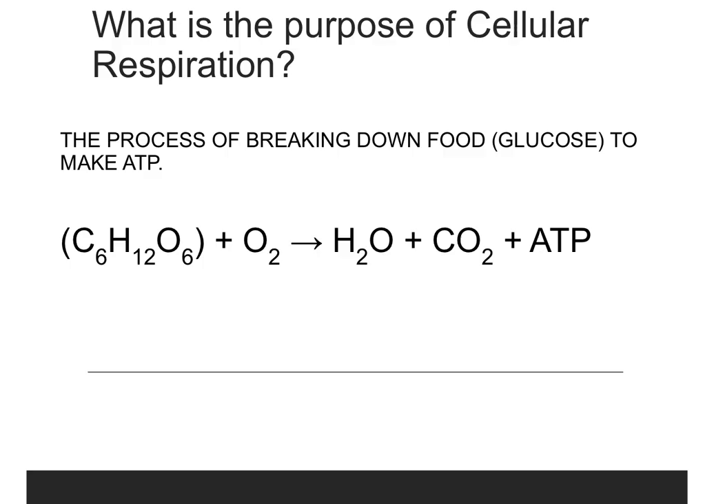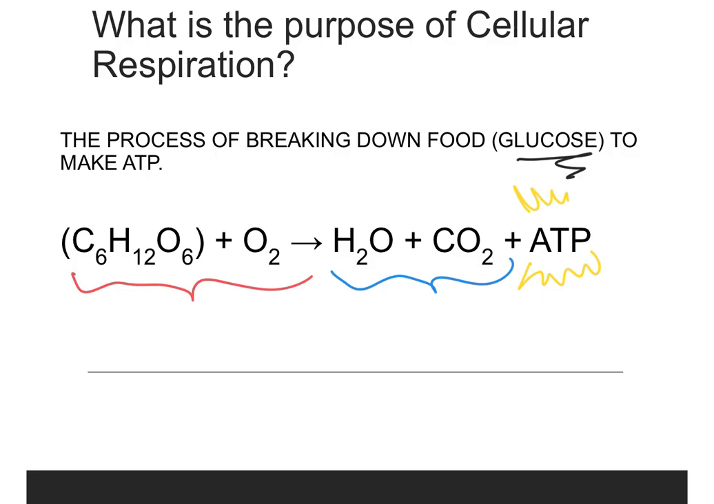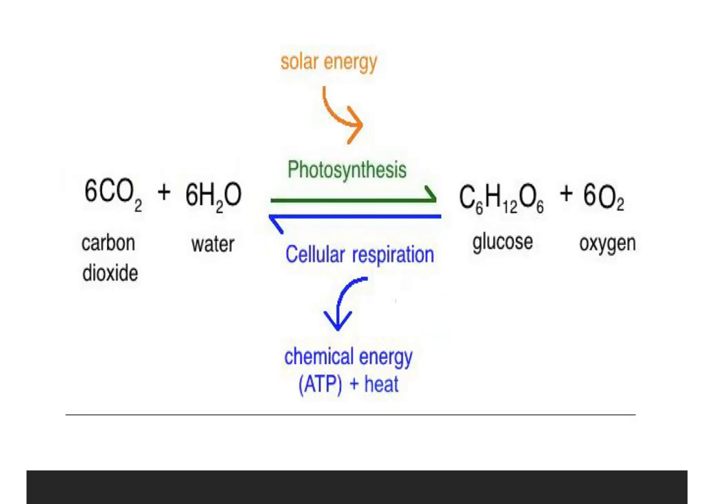It is the process of breaking down food. The primary one that cells generally break down for this is glucose. If you take a look, here we have our reactants: glucose and oxygen, and our products are water and CO2. But take note that we end up getting ATP energy out of this. So we're going to talk about the process that allows the power stored in glucose to be made into ATP.